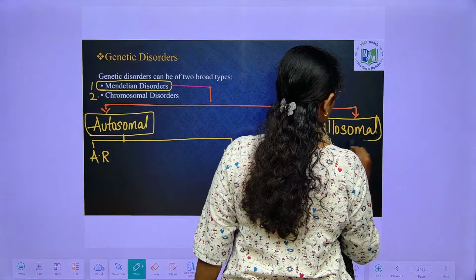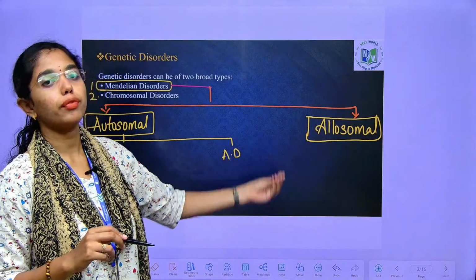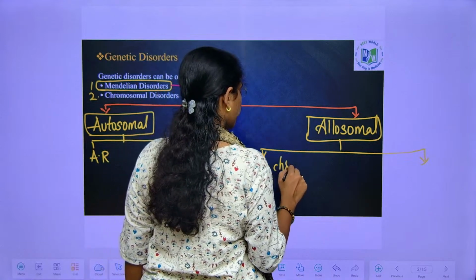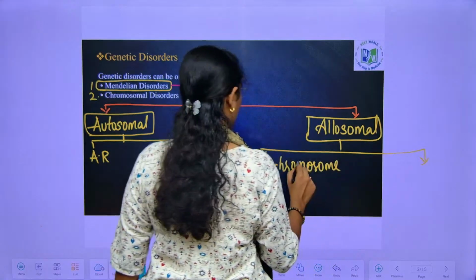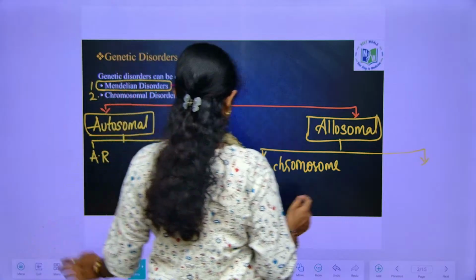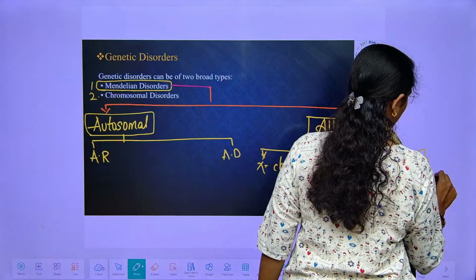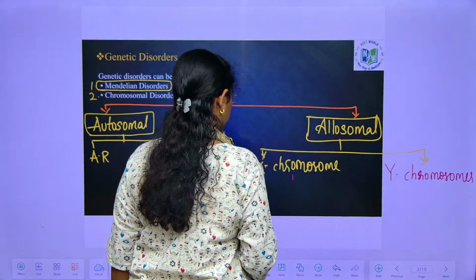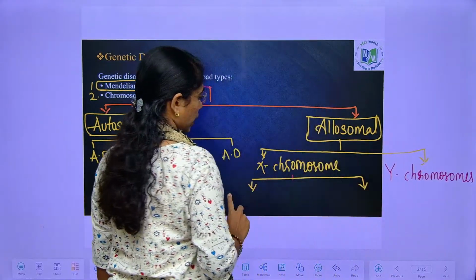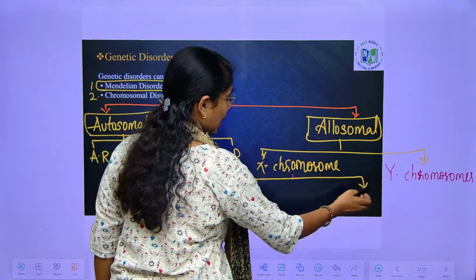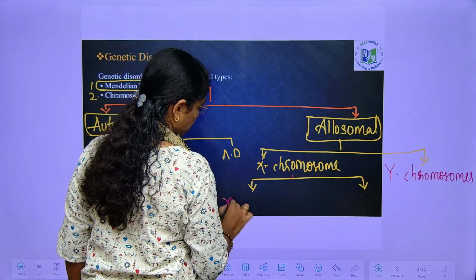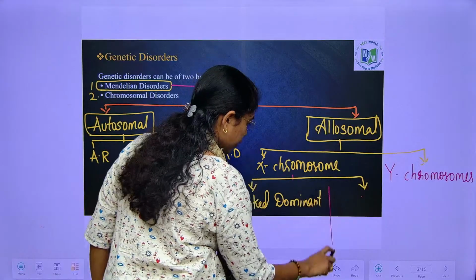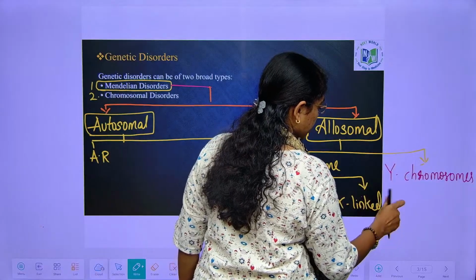Allosomal disorders: if the pattern of inheritance is via X or Y chromosomes, it is an allosomal disorder. It can be via X chromosomes and Y chromosomes. X chromosome disorders can be dominant and recessive again: X-linked dominant disorders and X-linked recessive disorders.